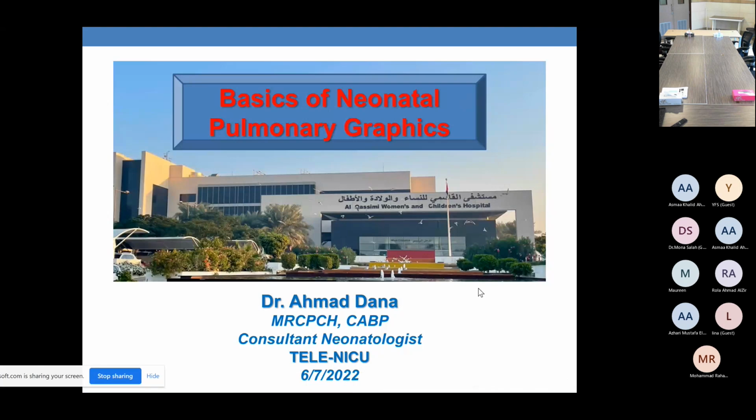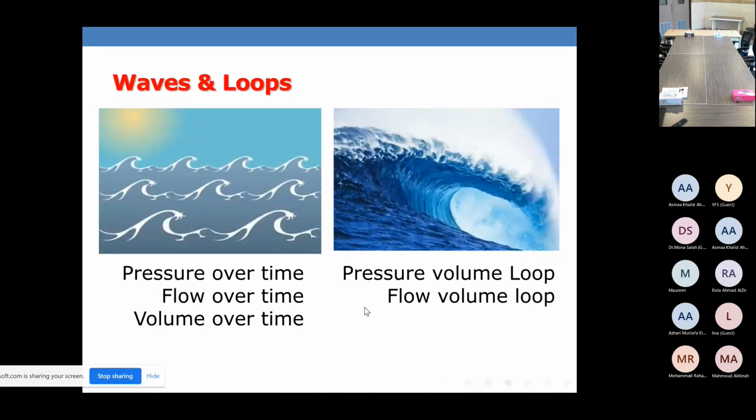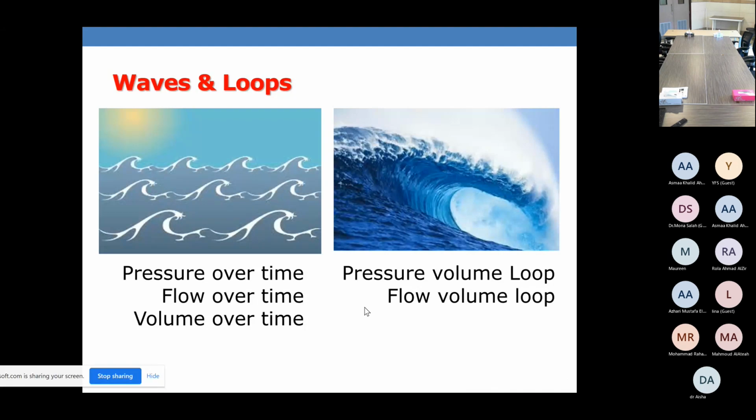Okay. I'm going to present today about the basics of neonatal pulmonary graphics. So we are in pulmonary graphics. We are talking about waves and loops. The waves, when you are talking about three parameters, either pressure, flow, or volume against time. So it's like waves. The loops, which is coming from zero and going back to zero. So it's loopy. And we are talking mainly about the pressure volume loop or the flow volume loop.